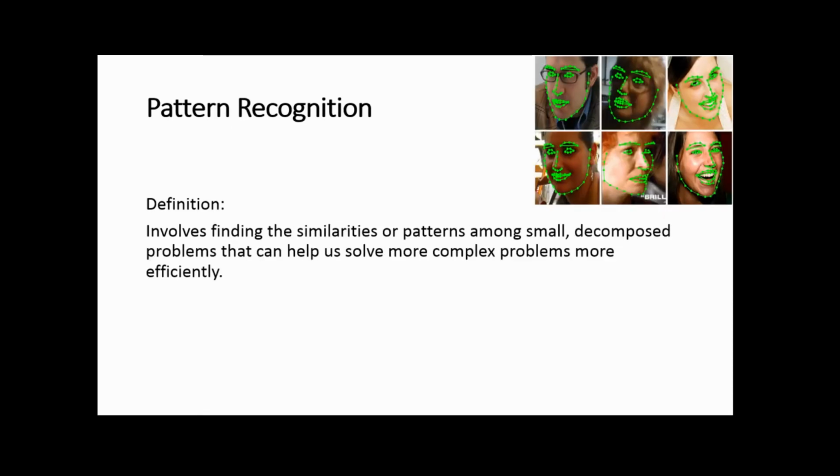Pattern recognition involves finding similarities or patterns among small, decomposed problems that can help us solve more complex problems more efficiently. So what it might be is, for example, if you were programming a robot to traverse through a forest, there may be a set path that means the robot has to go forwards, then left, forwards and left, forwards and left in a pattern. You would recognise that it's doing the same thing over and over again and think we could use a loop.